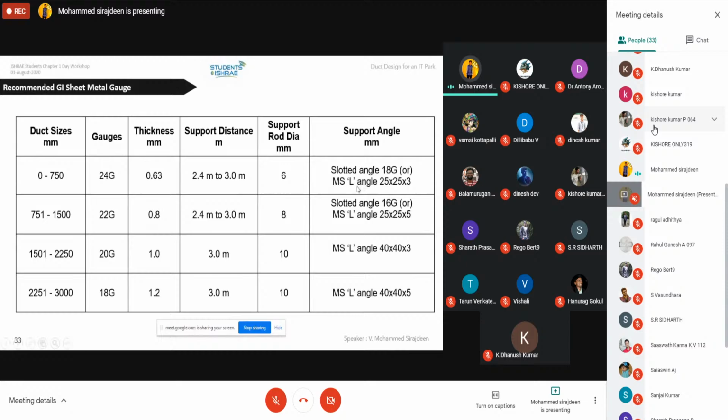L angle is nothing but an L shape structural rod, with both sides 25 mm in length and a thickness of 3 mm. Hope you can understand, and the same is applicable for all the sizes. Please take a screenshot. It will be useful when you are designing or doing calculations. Hope everyone took a screenshot of this. So I'm moving to the next slide.